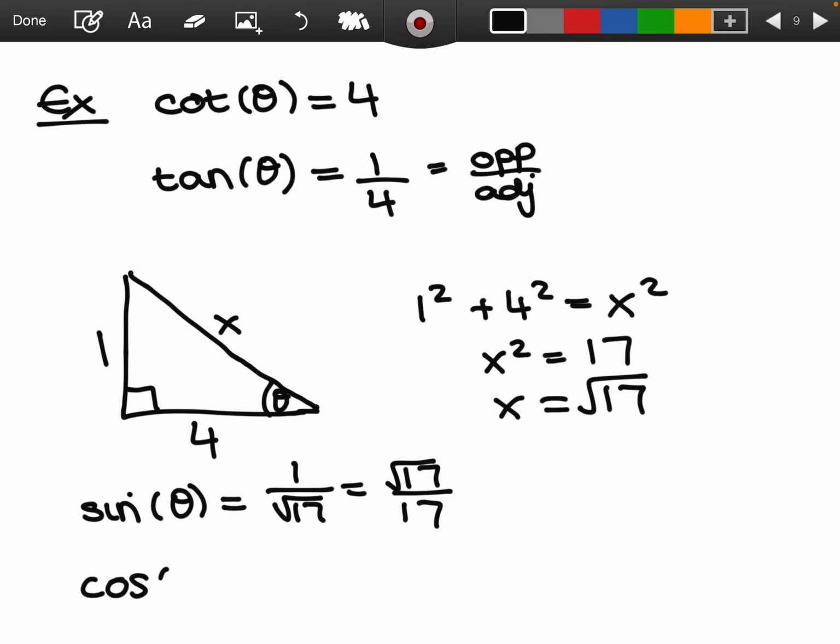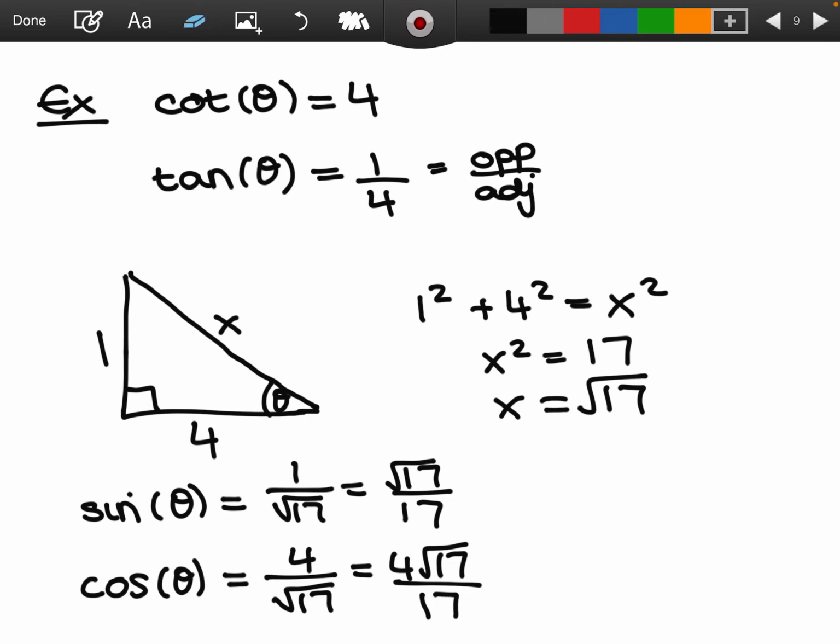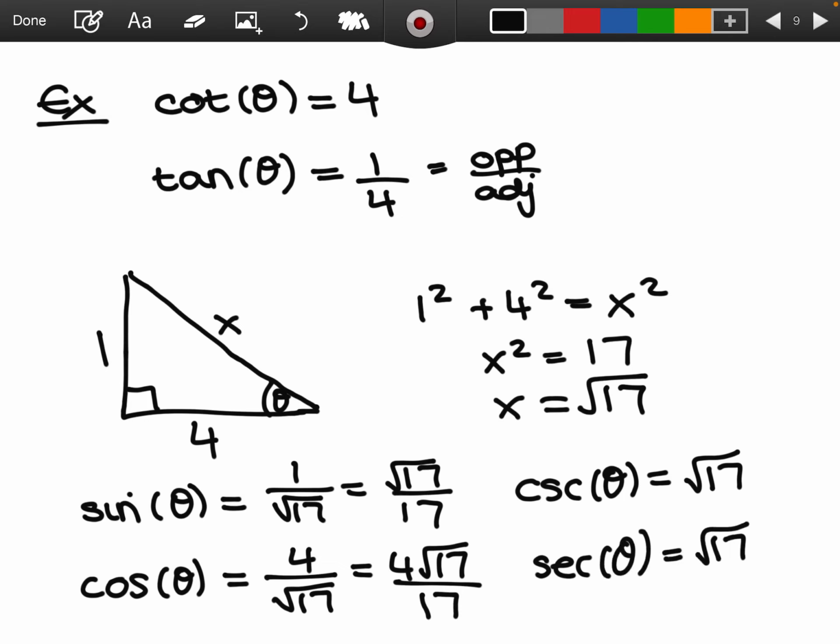And then cosine of theta was adjacent divided by hypotenuse. And again, rationalise the denominator if you want to. And then we know that cosecant of theta must be the reciprocal of sine, so that must be the square root of 17. And then secant of theta must be the reciprocal of cosine, which must be the square root of 17 over 4.